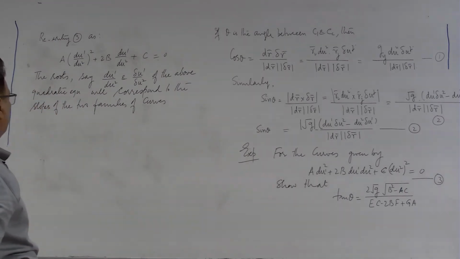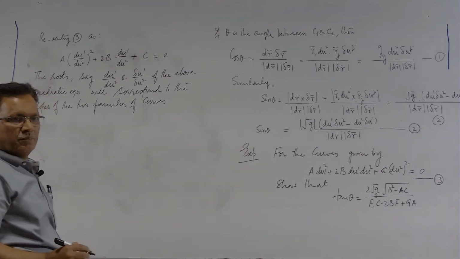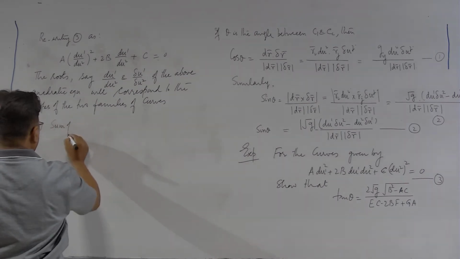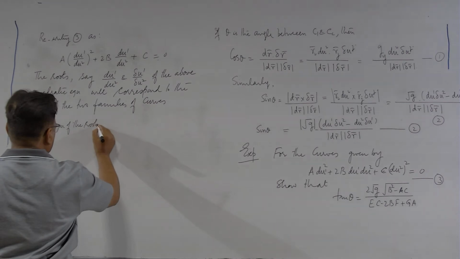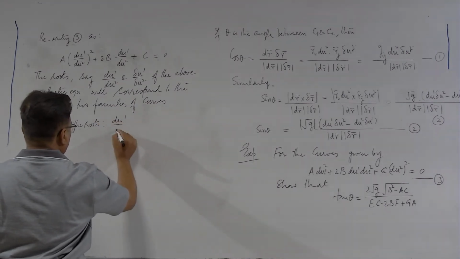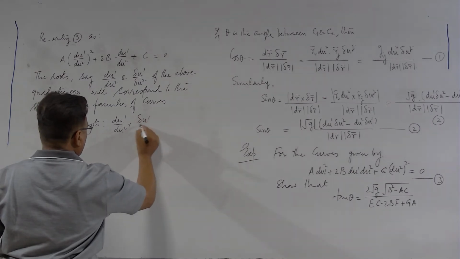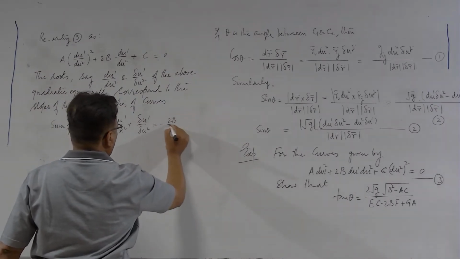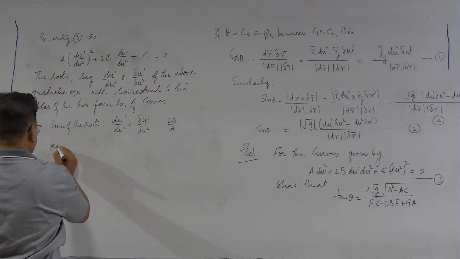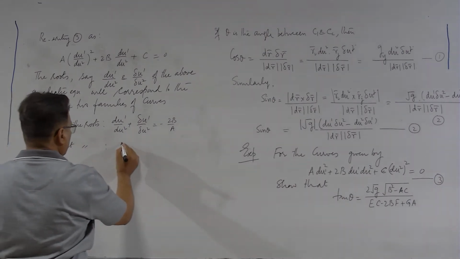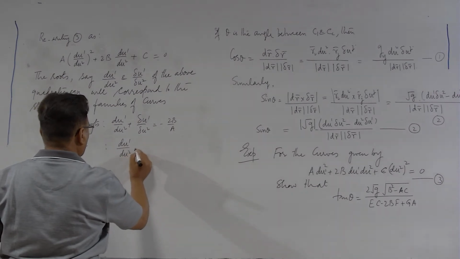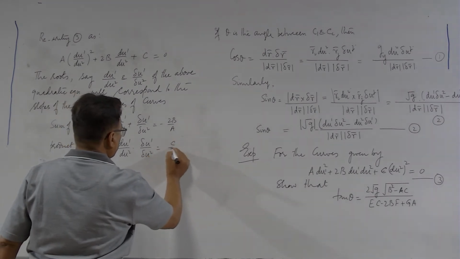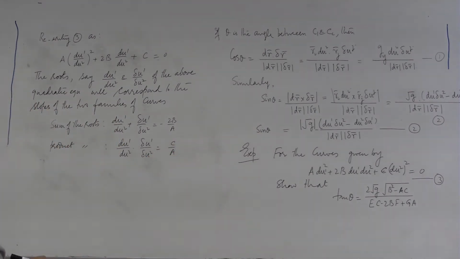Okay. Now, we can see what are the sum of the roots and the product of the roots. So, the sum of the roots, which is du1 over du2 plus delta u1 over delta u2, you can check from here is minus 2b over a, and the product of the roots, du1 upon du2 into delta u1 over delta u2, is equal to c upon a.